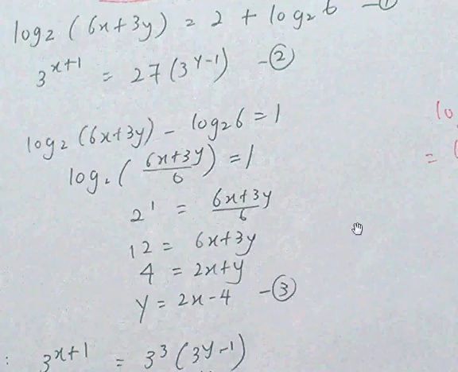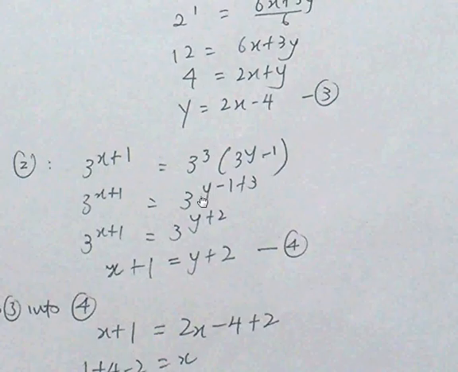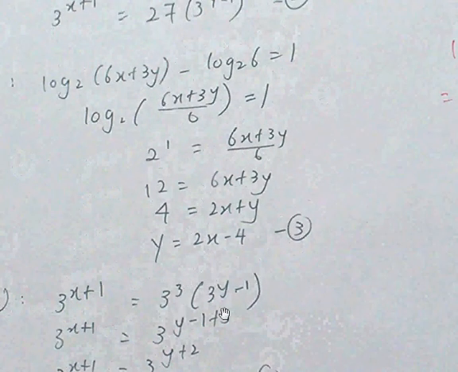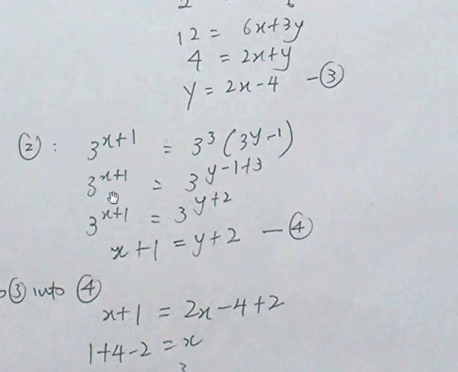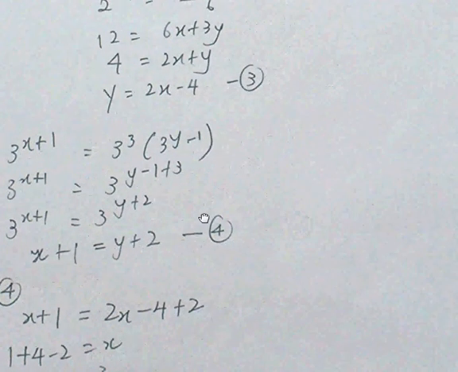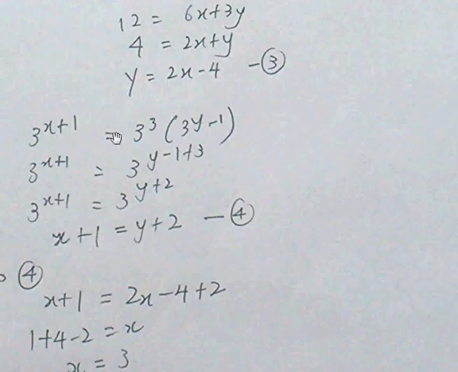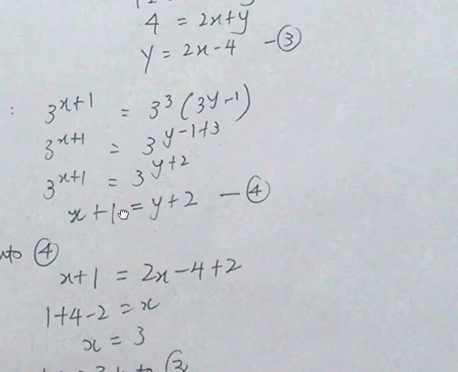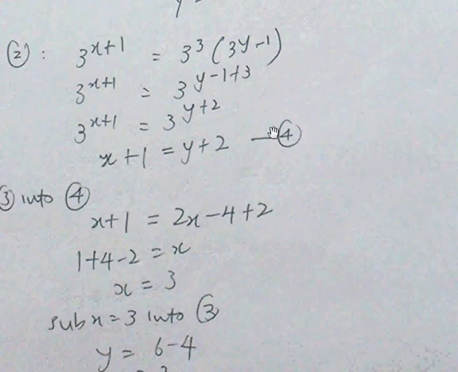For equation 2, we'll simplify it now. 27 equals 3 to the power of 3, so 3^(x+1) equals 3³ times 3^(y−1). So 3^(x+1) equals 3^(y−1+3). Since when we multiply, if they are of the same base 3, the powers will add up together. So 3^(x+1) equals 3^(y+2). x + 1 equals y + 2. And this is equation 4.